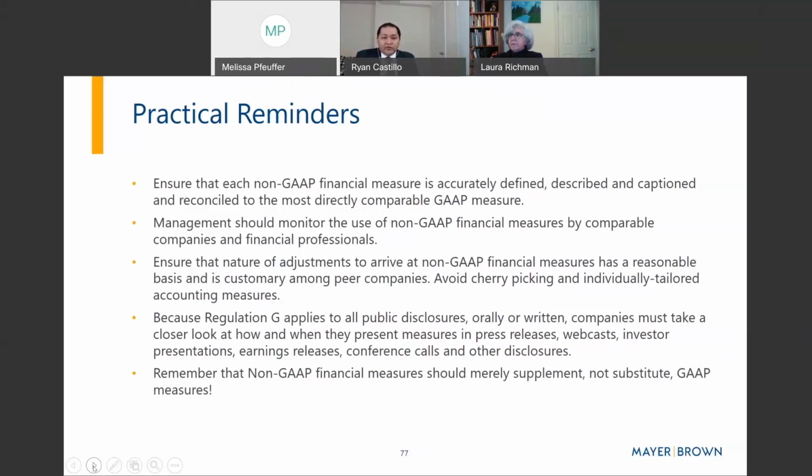At the same time, as we've seen in a number of the enforcement actions that we talked about today, the use of non-GAAP measures is also prone to misuse and abuse. On certain occasions, they can become tools to confuse investors, distort the truth, conceal or inflate actual performance, and worse, even perpetuate outright fraud. At the end of the day, non-GAAP measures should merely supplement and not substitute GAAP measures. The SEC always reminds people to remember that basic notion. Non-GAAP measures should merely supplement and not substitute GAAP measures.